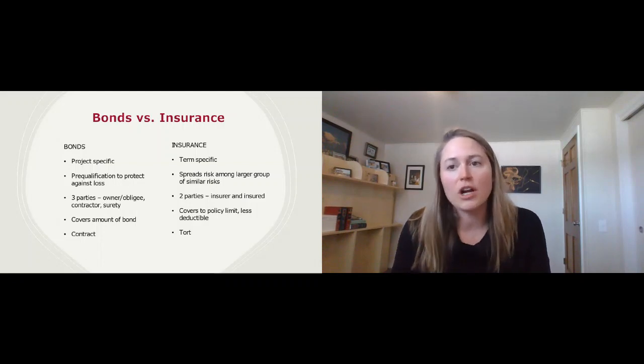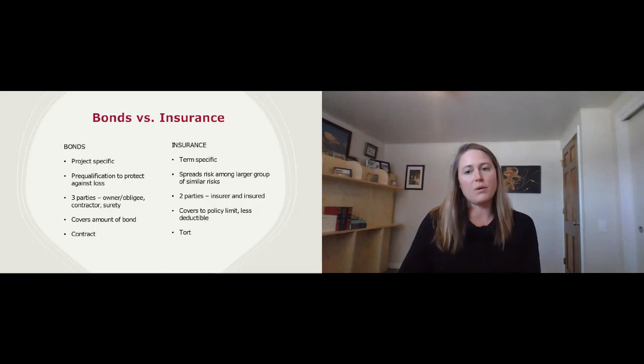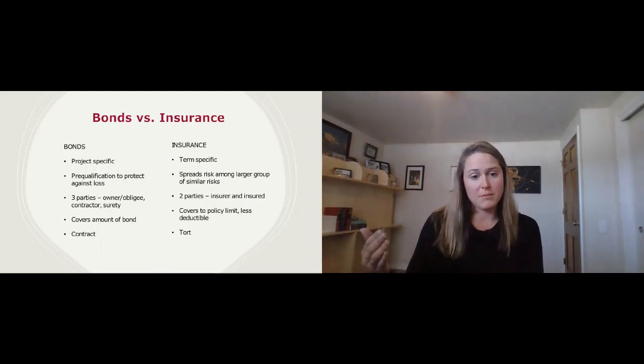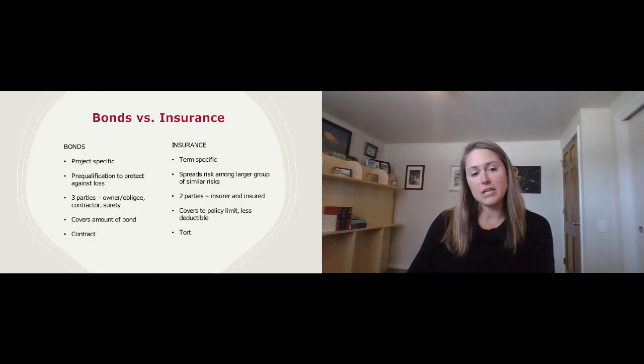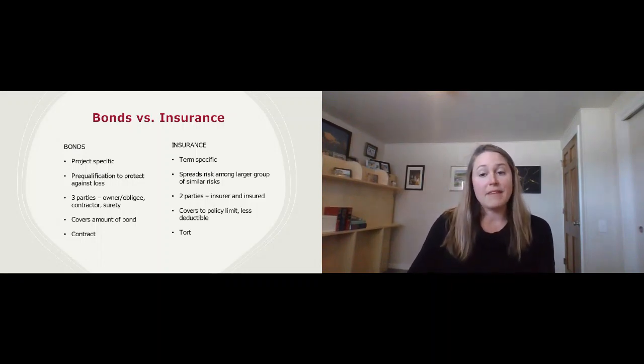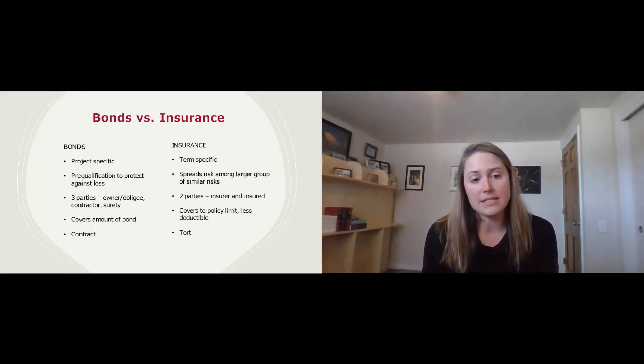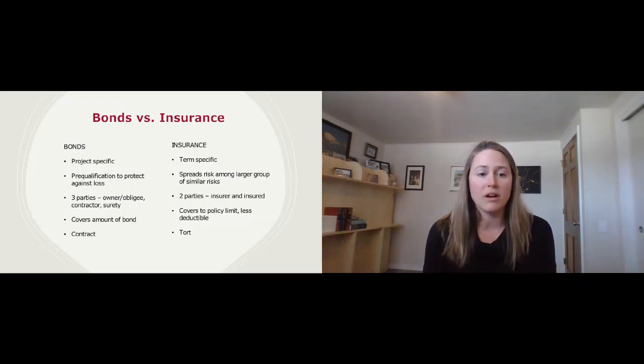And then bonds are a creature of contract. So it's that contract relationship that's governing the surety bond situation. Insurance is coverage for you. It is also a contract, but the coverage portion, the risk protection, is protecting you against tort liability. So it's protecting you if somebody is injured, or in the case that we're going to talk about mostly today, if you're sued for construction defects, which is typically framed as a tort of negligence.